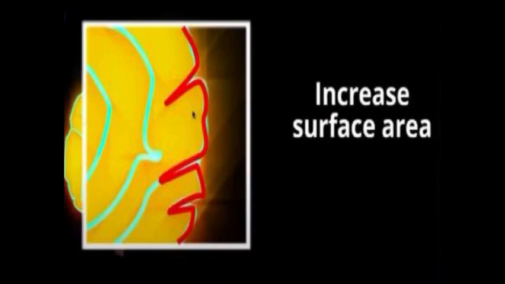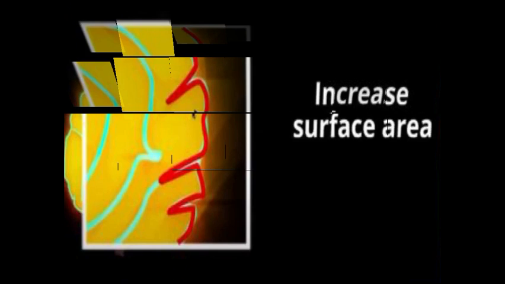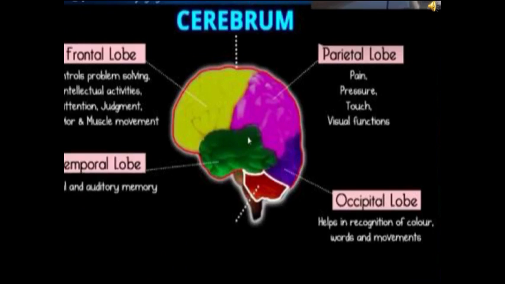The inner portion of the cerebrum mainly consists of axons and is called white matter. The cerebrum is the seat of intelligence, consciousness, and willpower. It controls all the voluntary activities. The folding increases the surface area so that more and more neurons can be accommodated. Cerebrum is further divided into four main parts named as frontal, temporal, parietal, and occipital lobe.